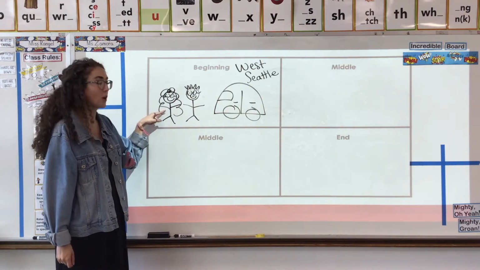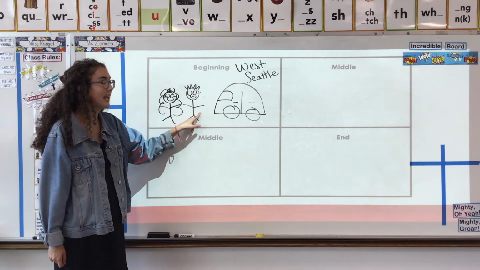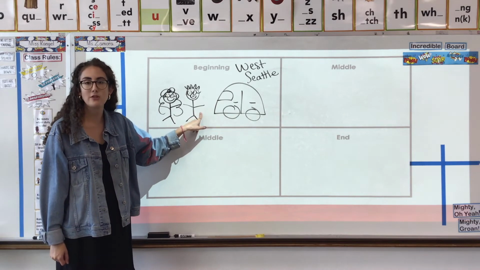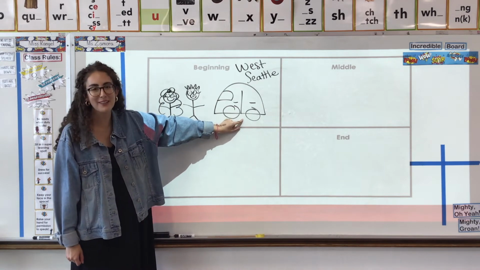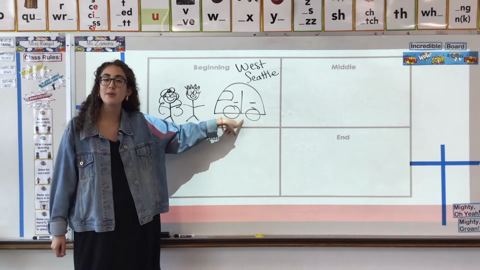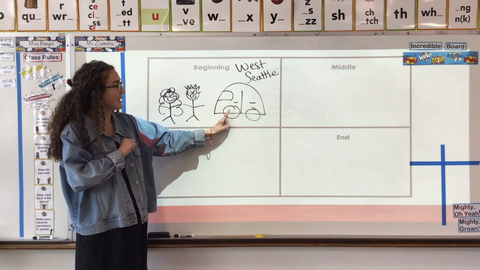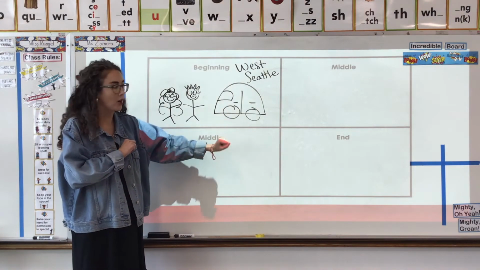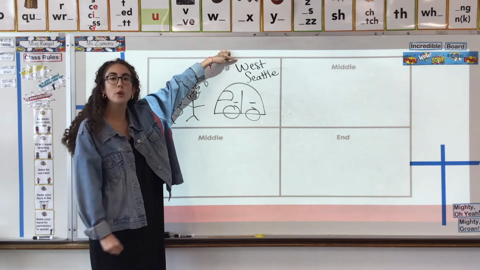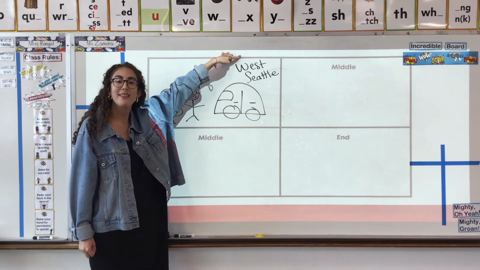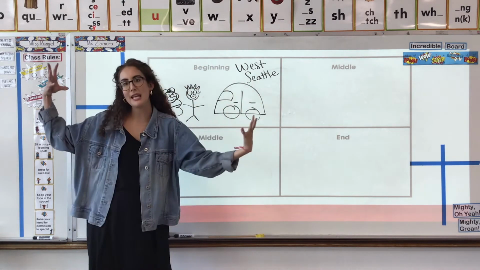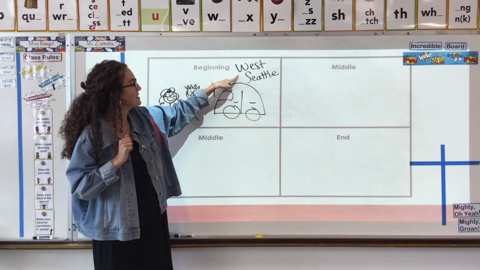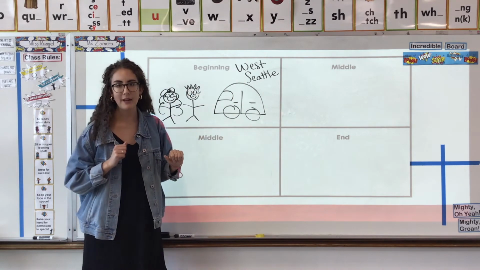So the characters were me and the instructor that was doing my driver's test. And then the event is, this is my little drawing of a car. It was a tiny little car, and I'm taking my driver's test, so I have a car. And then it took place in West Seattle. That is the neighborhood I grew up in. I couldn't really draw the entire place, so I just decided to write the name West Seattle.